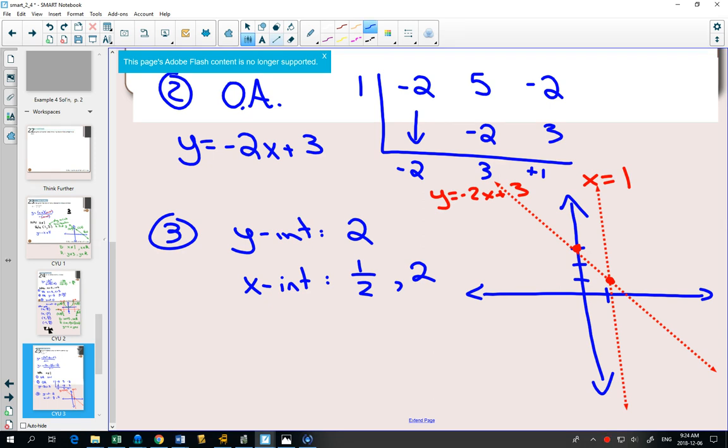What do we know? We know that we have a y-intercept at 2, so I can label that point at 0, 2. We have x-intercepts at 1/2, 1/2 comma 0, and an x-intercept at 2, 2 comma 0. And we do not need to find any other points. Obviously, between these 2 points, they'll be joined, and this will go down towards this asymptote and up towards this asymptote. And in this section, up towards that asymptote.